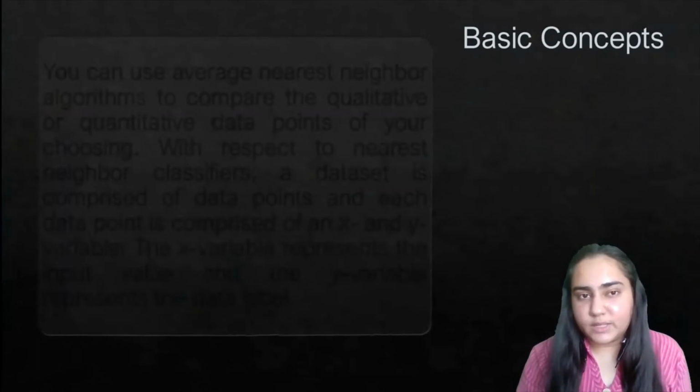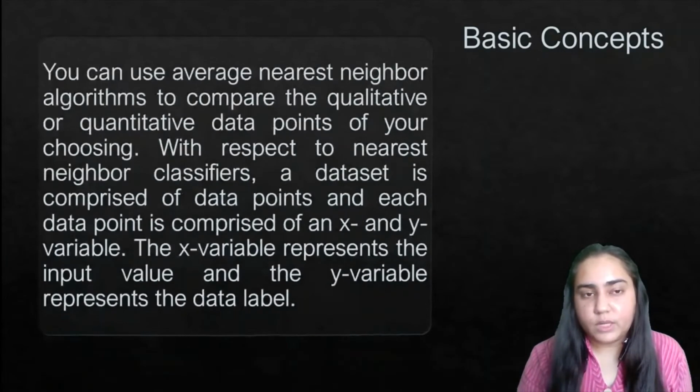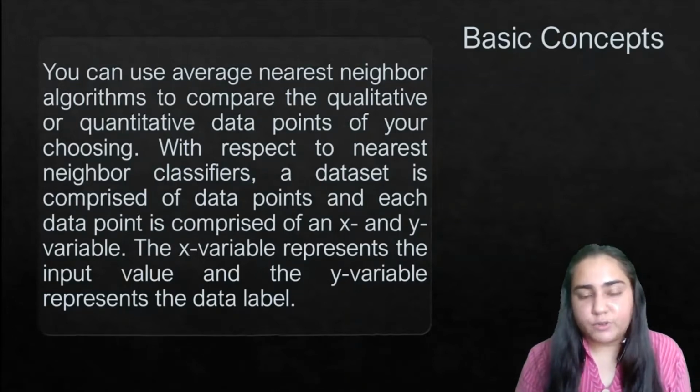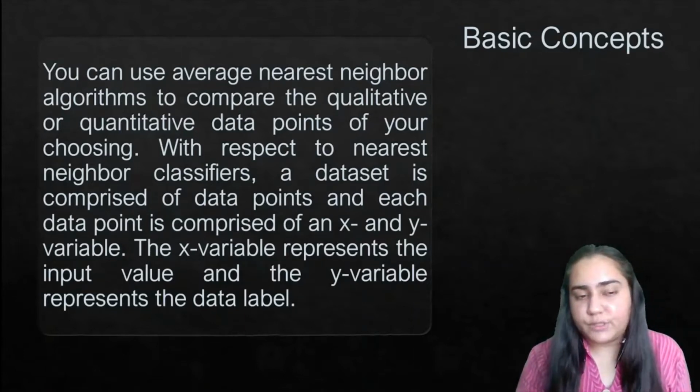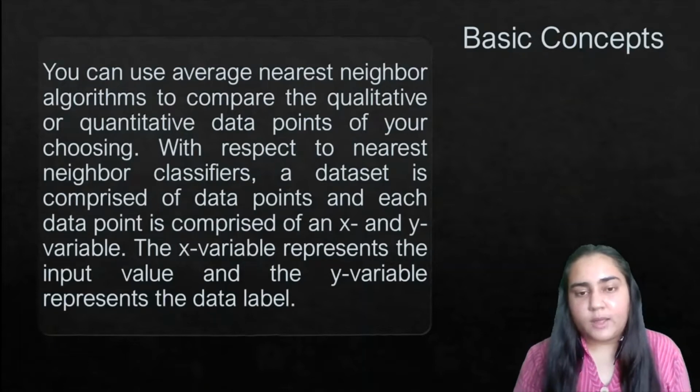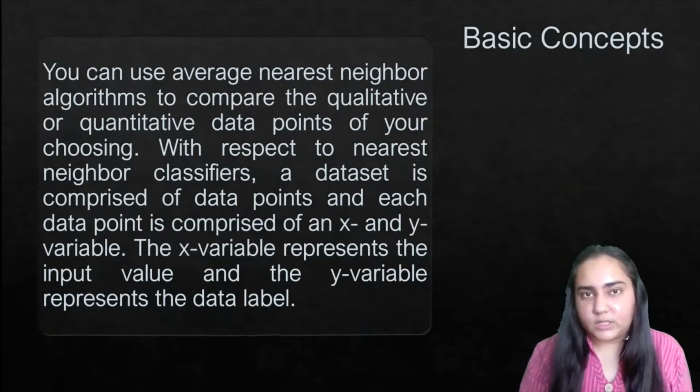Let's look at some basic concepts of average nearest neighbor algorithms. You can use them to compare the qualitative or quantitative data points of your choosing. With respect to nearest neighbor classifiers, a dataset is comprised of data points, and each data point is comprised of an x and y variable. The x variable represents the input value, and the y variable represents the data label.